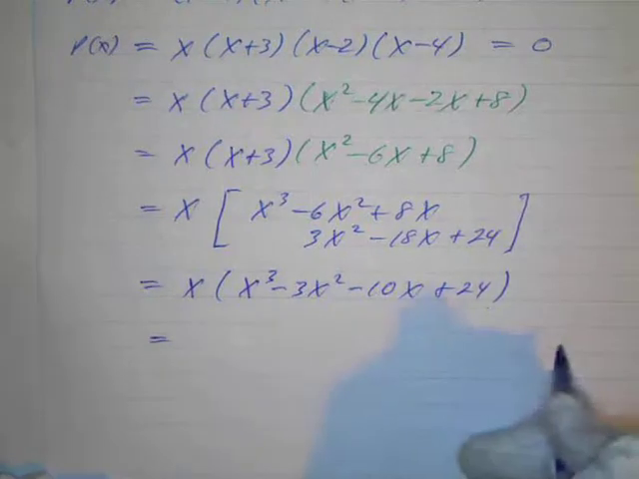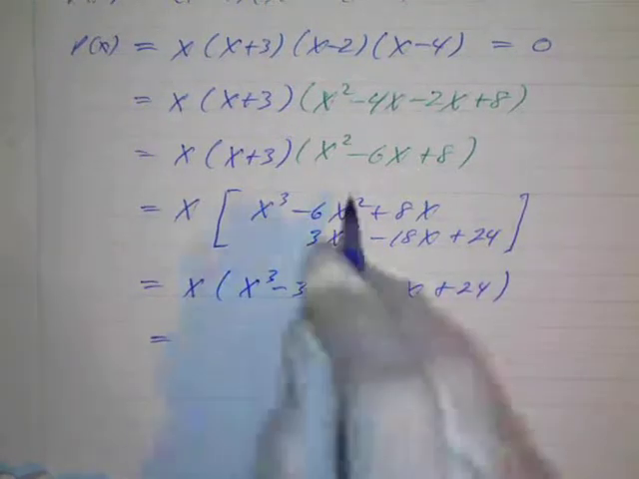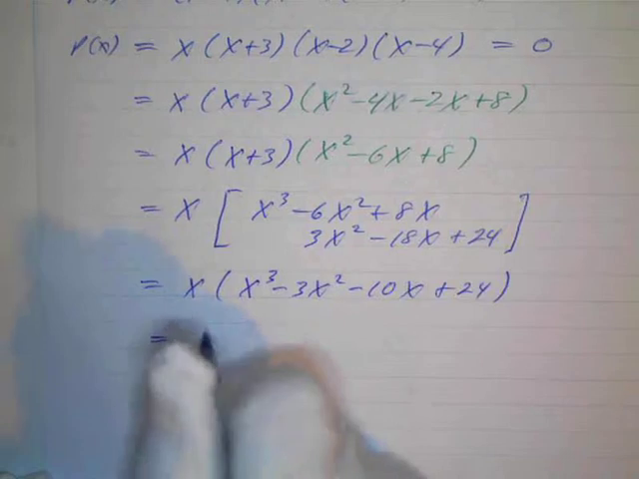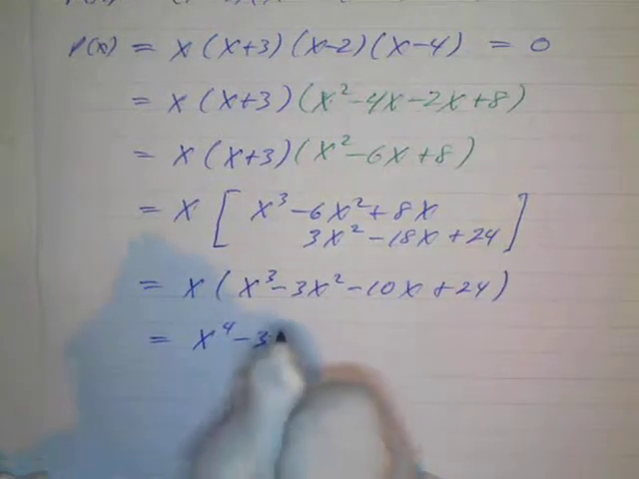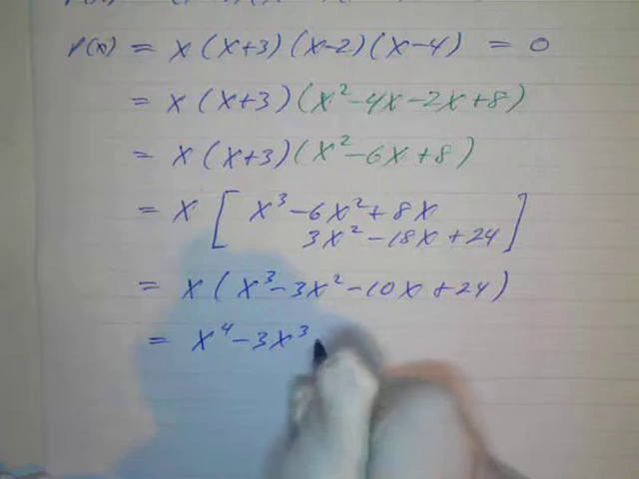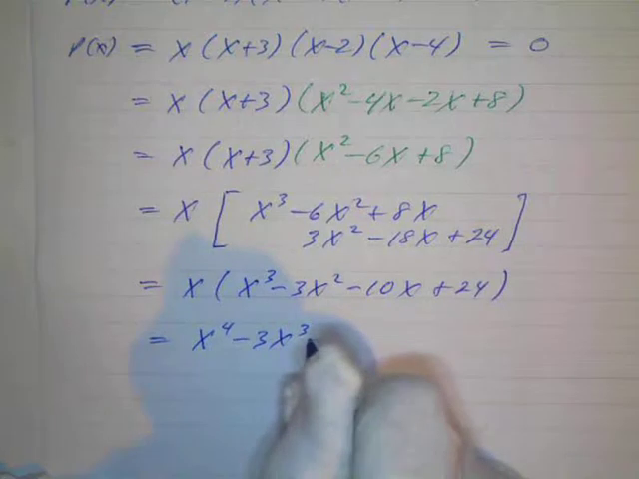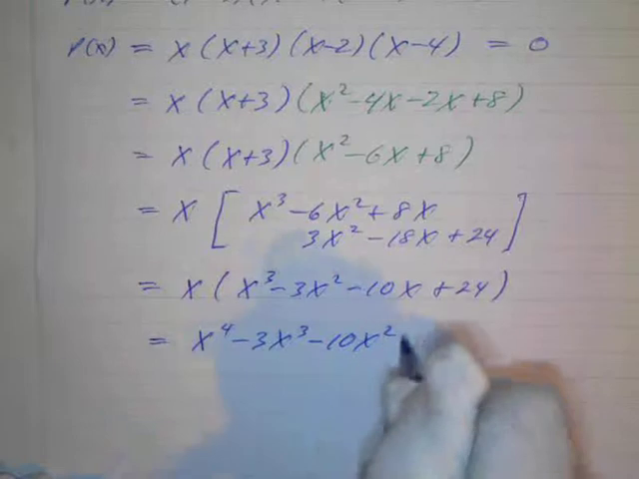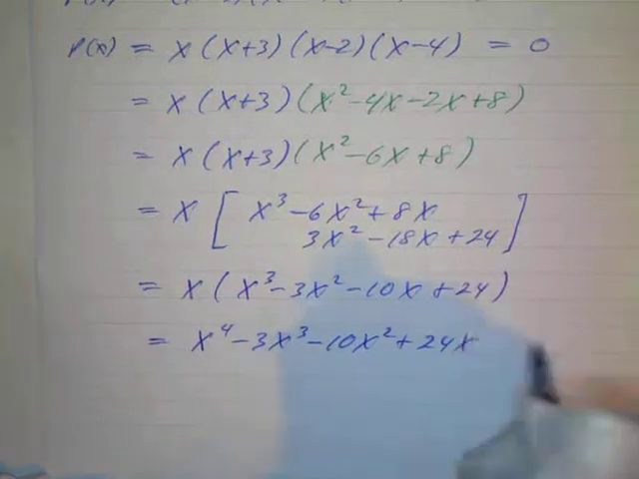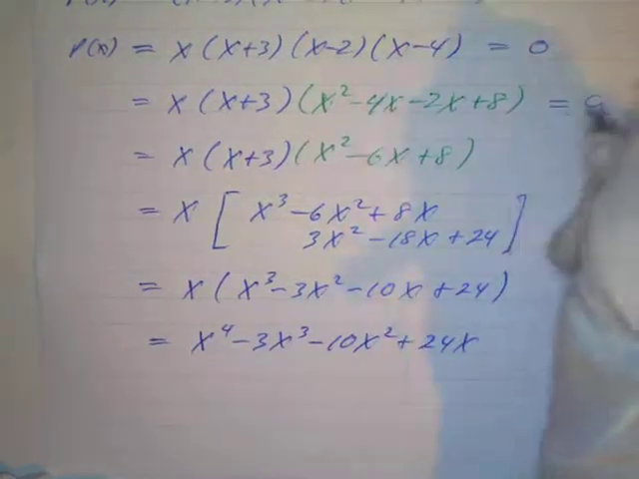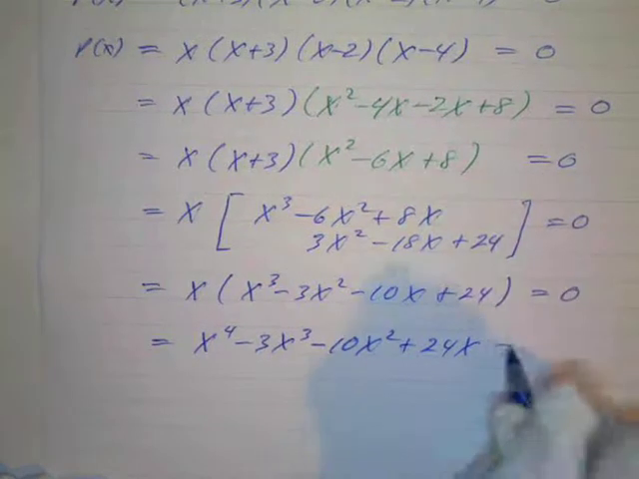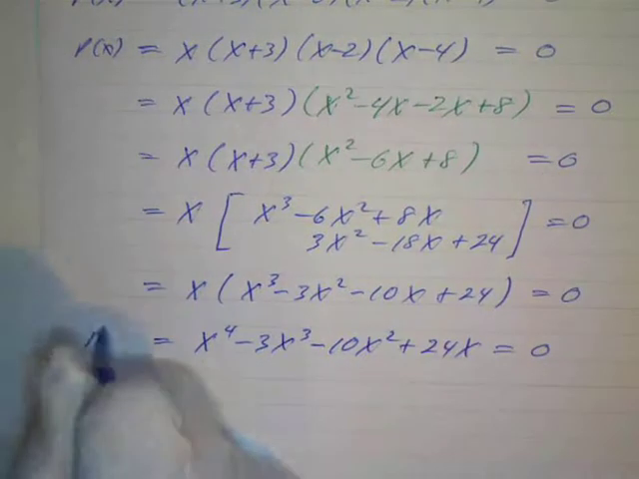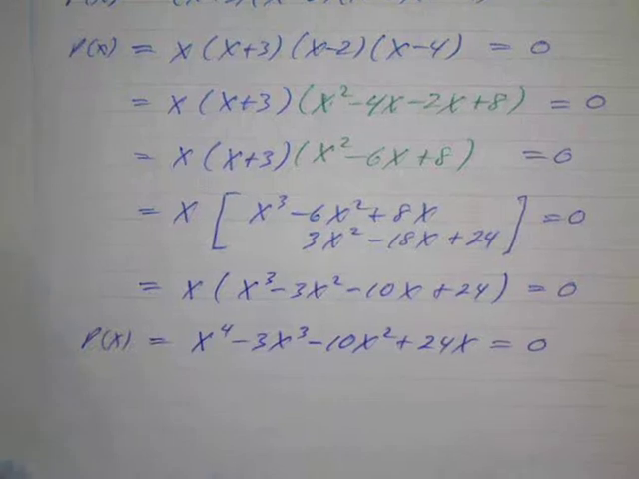Always simplify whenever you can. But we did our simplification by lining up our like terms. So now we got x to the fourth. So just add one to each exponent. X to the fourth minus 3x cubed minus 10x squared plus 24x. And again, I should set these all equal to 0. And there's your polynomial equation that has these roots.